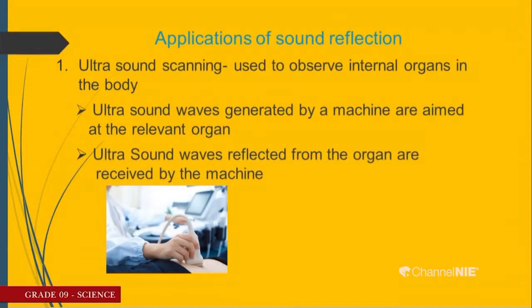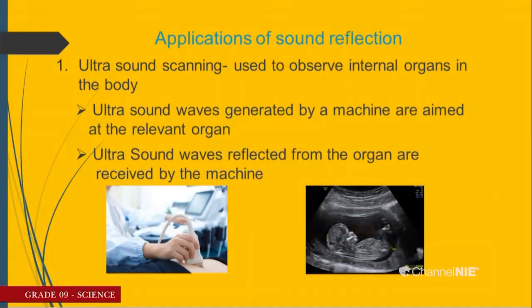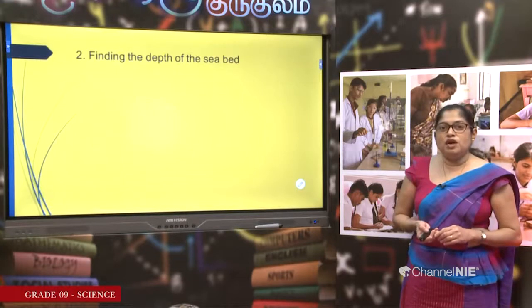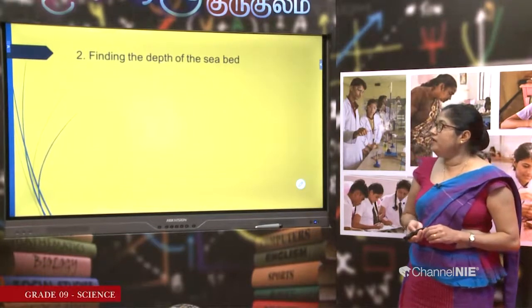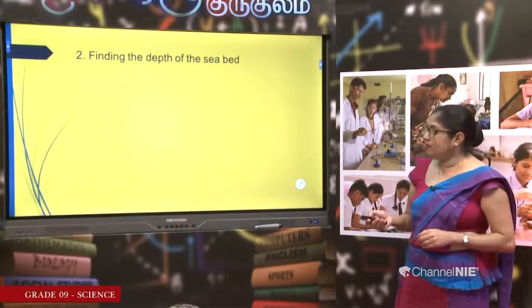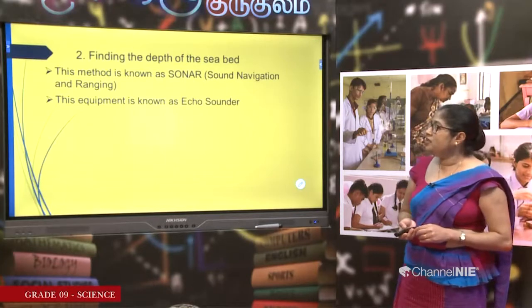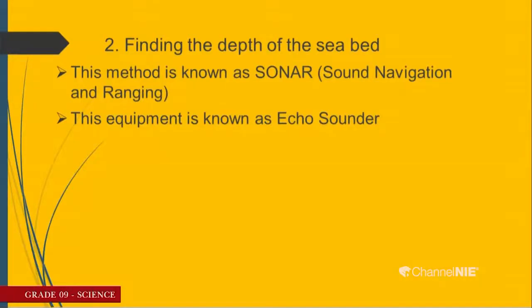The sound waves reflected from the organ are again received by the machine and the machine gives out a picture like this. This is the fetus inside the mother's womb. Next use of sound reflection is to find the depth of the seabed. The method used here is known as sonar, that is sound navigation and ranging, and the equipment is known as an echo sounder.